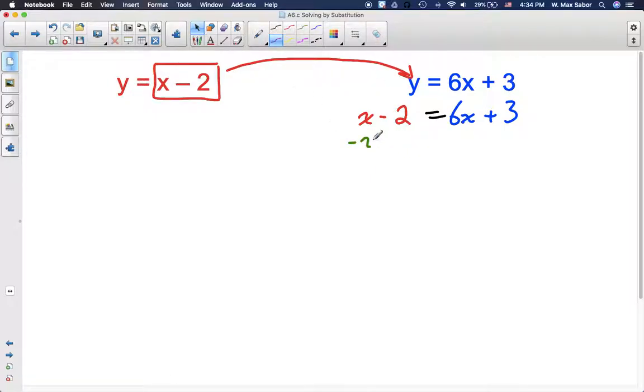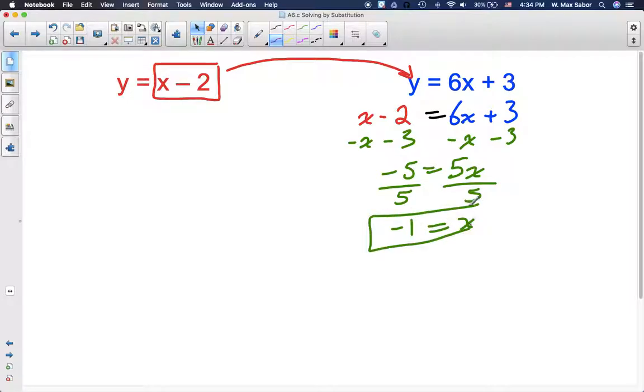I just erased the y and replaced x minus 2 in there. Now we solve this equation. This is step 3. So we get negative 5 equals 5x, and dividing by 5 gives x equals negative 1. That's step 4. This is part of our answer.